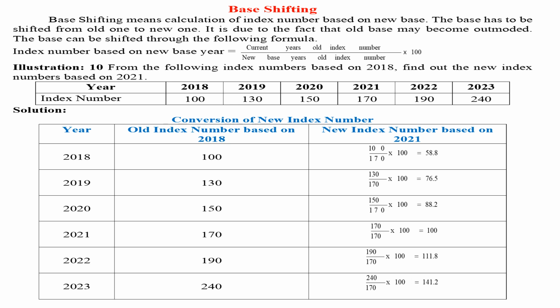Base shifting. Base shifting means calculation of index number based on new base. The base has to be shifted from old one to new one. It is due to the fact that old base may become outmoded. The base can be shifted through the formula mentioned here.